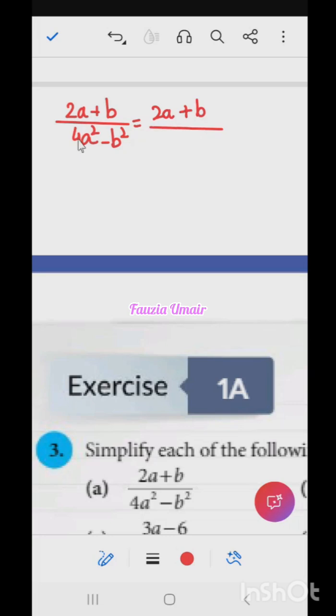Now comes the denominator. Waleed was talking about the denominator. So the denominator is a formula. We have the same 4 methods of factorization. The denominator is 2a whole square minus b square. Which formula is this? A square minus b square. That's right.